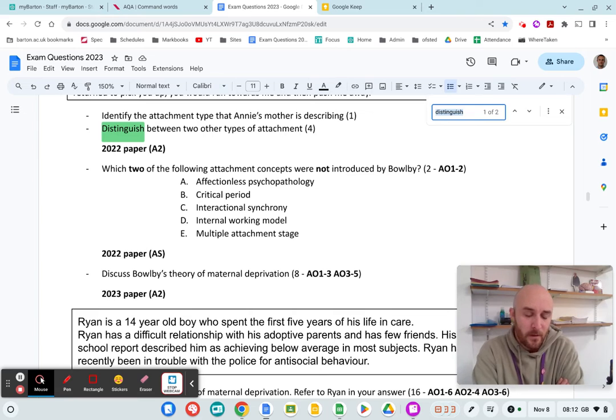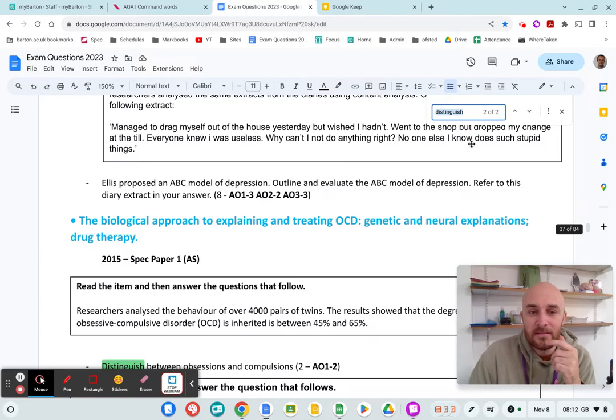It is kind of compared, to be perfectly honest with you, but explain ways in which 2 things differ. Doesn't come up that often, but in this case, you'd have to distinguish between 2 other types of attachment. Well, that's based on the question before. I'll come off to go have a look at that. Let's have a look at this one.